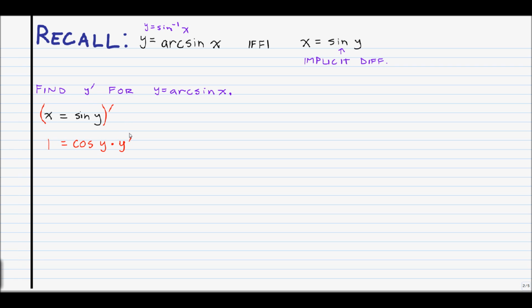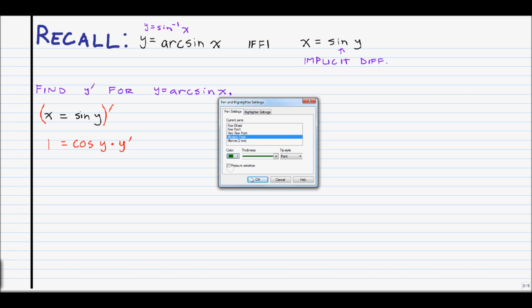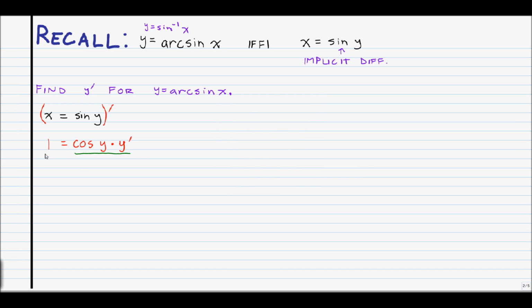The problem is we've got this y expression over here, the cosine of y. Well, some of you might argue, let's just solve for it. So you would go, okay, let's divide both sides by cosine of y, because of course that's what we do when we're solving these things. If I rewrite it in a little bit more normal order, we get y prime equals 1 over the cosine of y. And yeah, hey, we found the derivative. But of course, we want to find the derivative of y equals arcsine of x. No, we don't want to have a y in it.